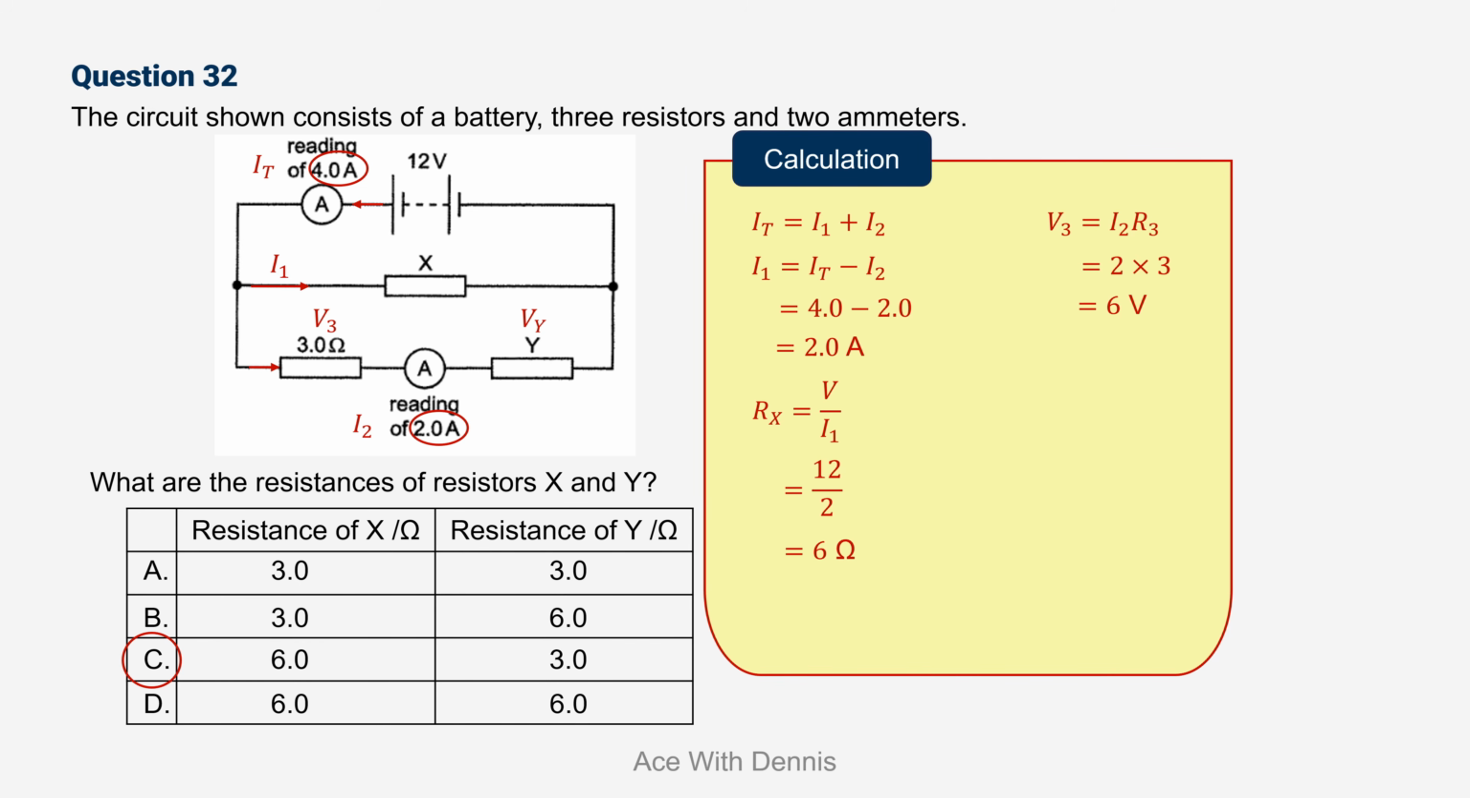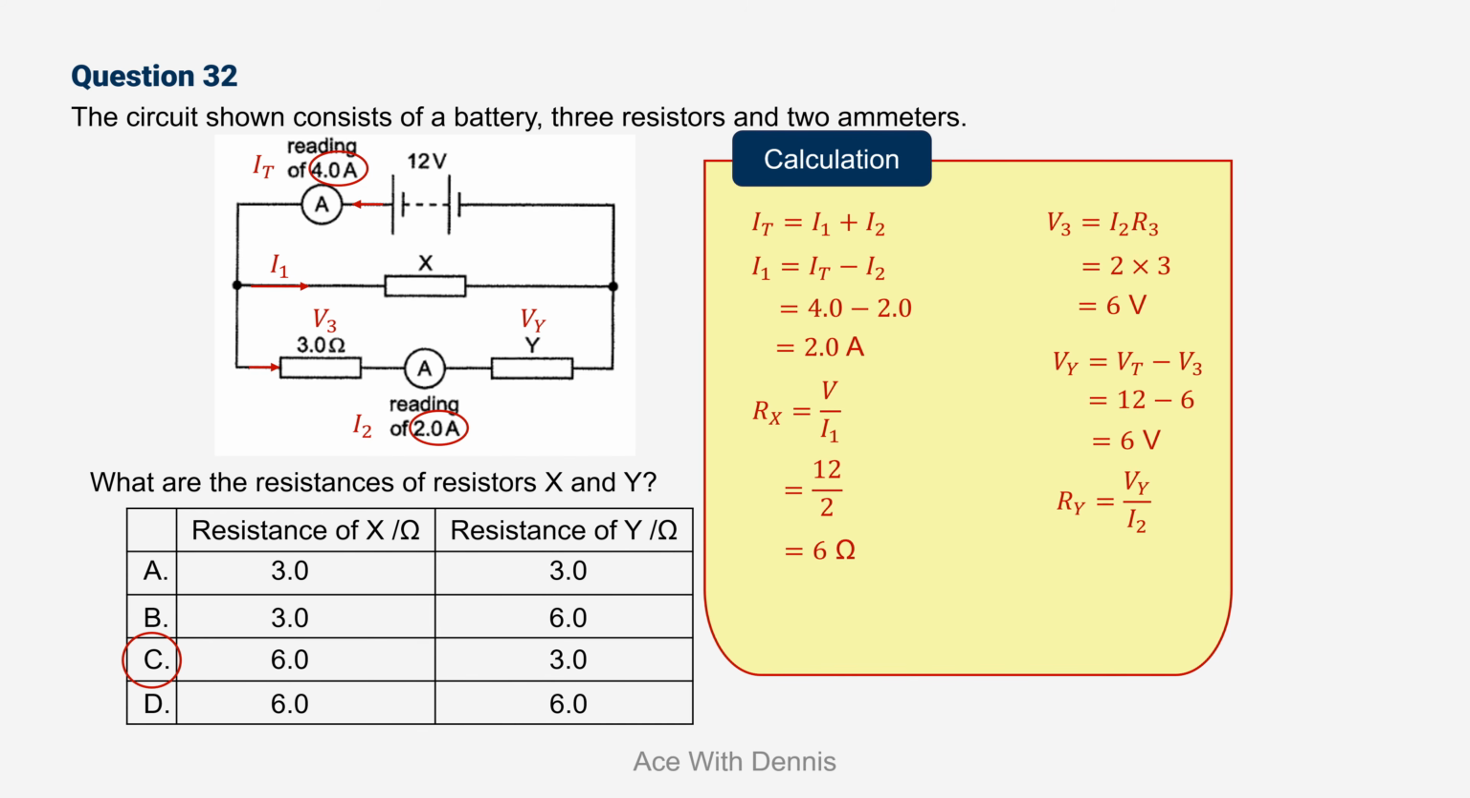And now we want to determine the voltage across resistor Y. Let's label it as Vy. So to get Vy, it will be the total voltage Vt minus V3. The reason is because the 3 ohms resistor is connected in series with resistor Y, and they are connected in parallel with the battery, which is 12 volts. Hence, their total voltage V3 plus Vy will equal 12 volts. Hence, Vy equals Vt minus V3, which is 12 minus 6, and we get 6 volts.